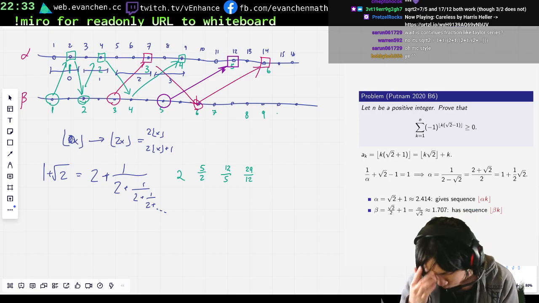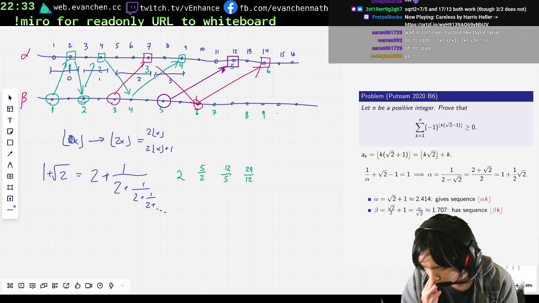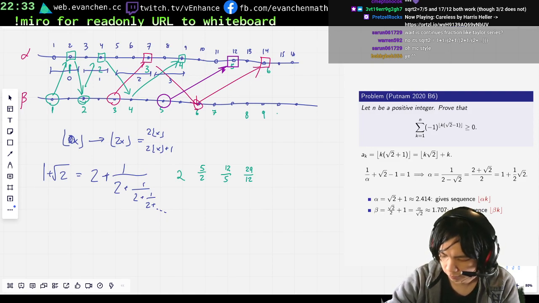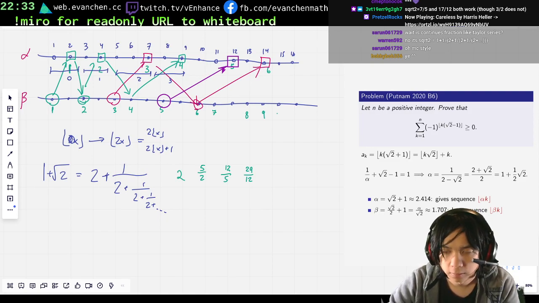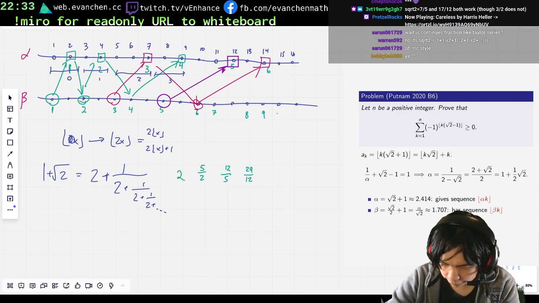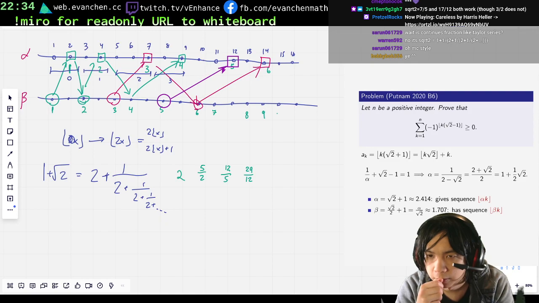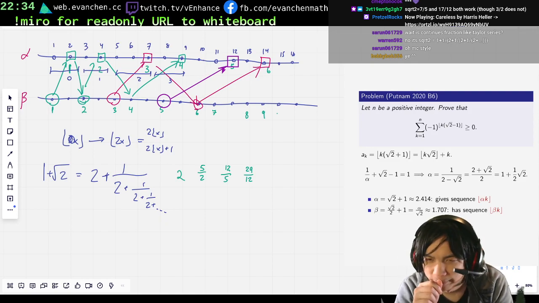There really ought to be. Let me just plug it into OEIS. There should be a closed form. 2, 5, 12, 29. Damn it. It's Pell. Right.